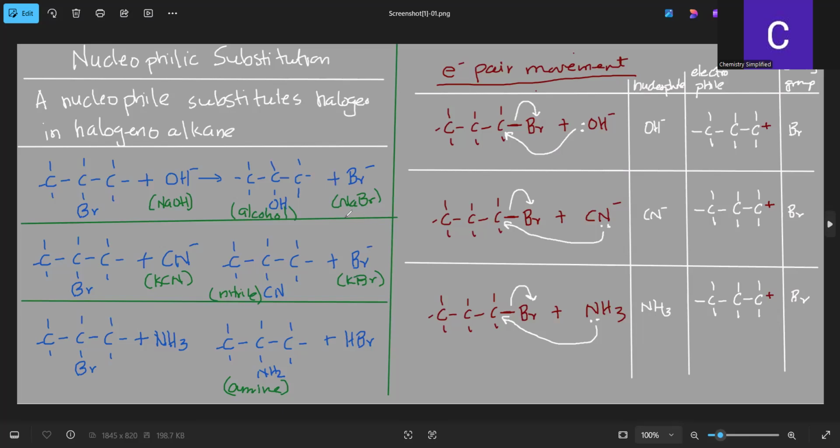Hello. In the previous video, I had already talked about nucleophilic substitution. This is a little bit in more detail. Few points were left in that. So, nucleophile, as we know, is an electron-rich species or electron pair donor. Okay, so the nucleophile must have an electron pair to donate. That's the role of the nucleophile.